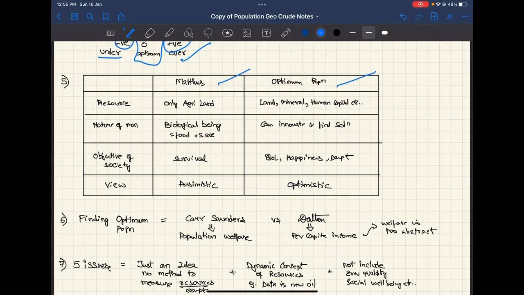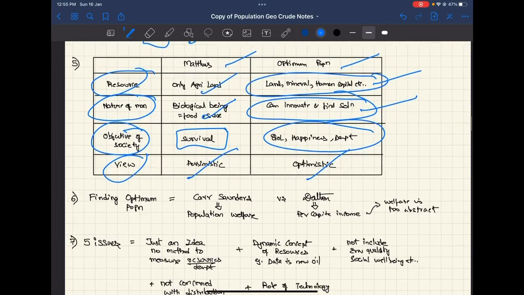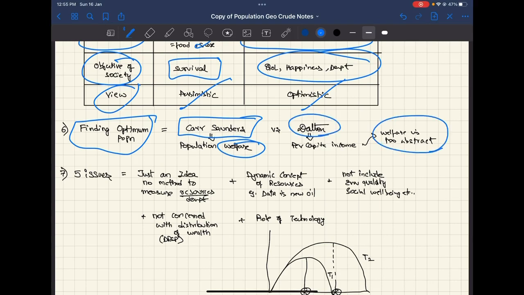Comparing Malthus and optimum population. Resource: Malthus considers only agricultural land, while the optimum population view considers all other resources. The nature of man is a biological being for Malthus. For the other, man is innovative and can find solutions. The objective of society is survival for Malthus, and for the other it is quality of life, happiness, and development. Malthus's view is pessimistic; the other is optimistic. To find the optimum population, according to Carl Sanders, we have to count the population welfare. According to Dalton, welfare is very abstract, so instead he uses per capita income.